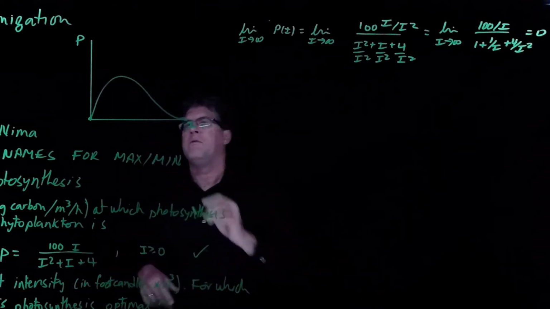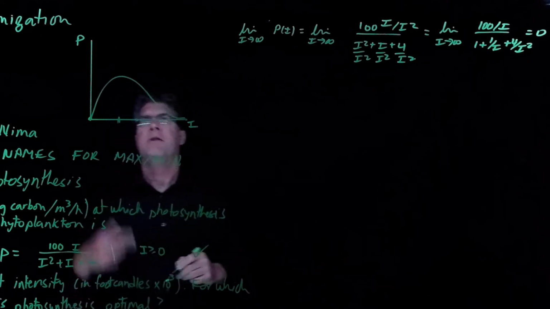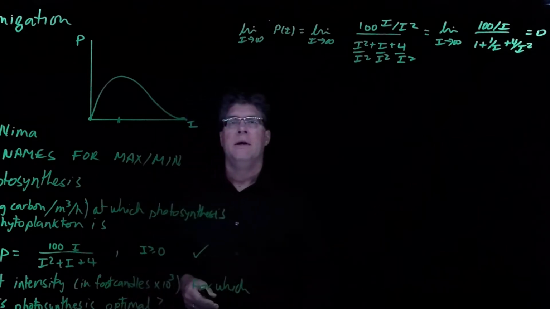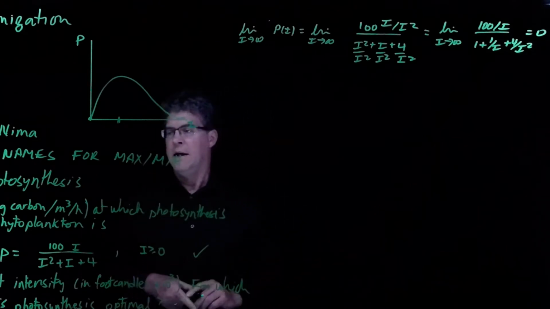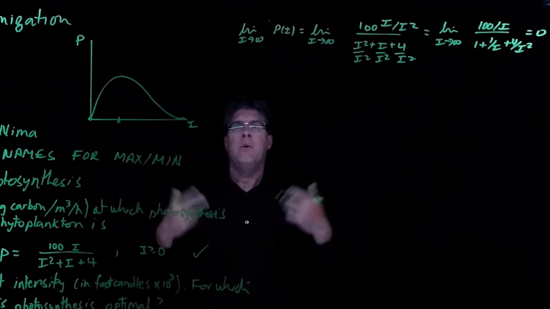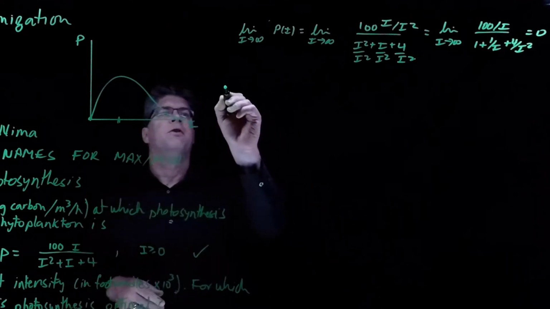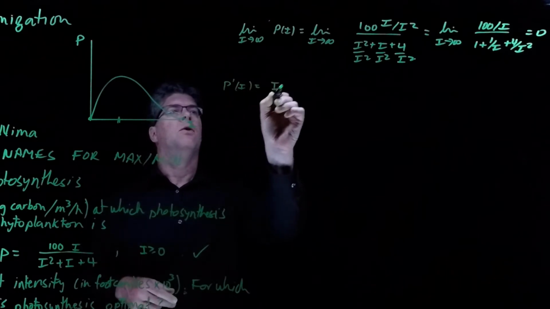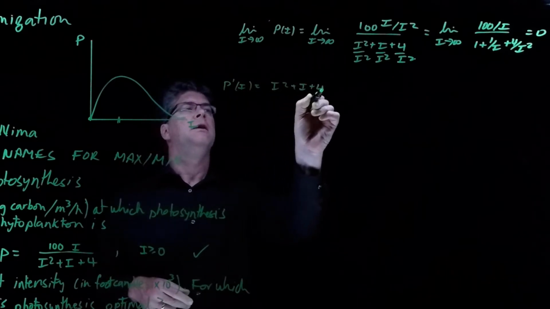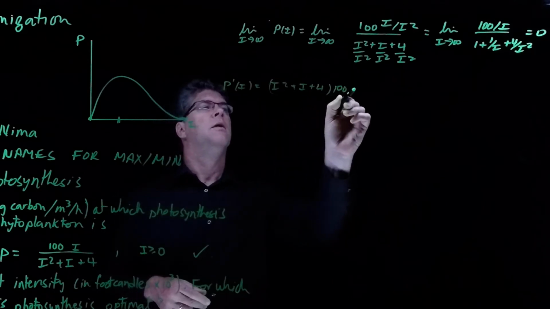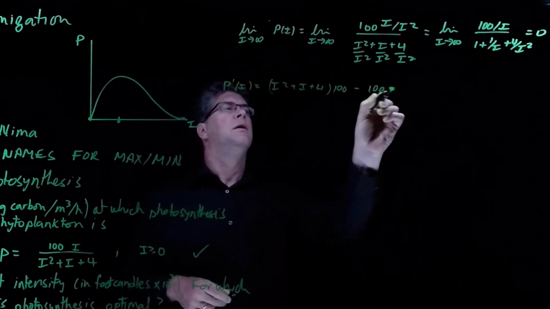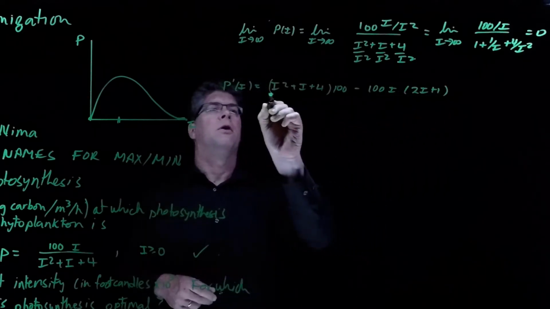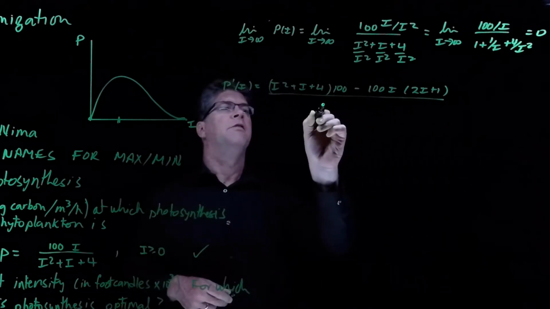Okay, so we're going to look for the maximum. We want to know the value of I that gives the largest value for P. So our next step is to actually compute the derivative. And here we have the function. So now we need to use the quotient rule. And so we write P prime of I is equal to low d high minus high d low, over the denominator squared.